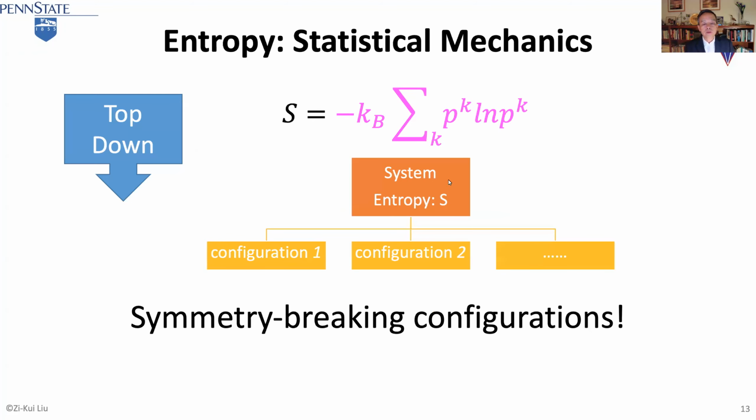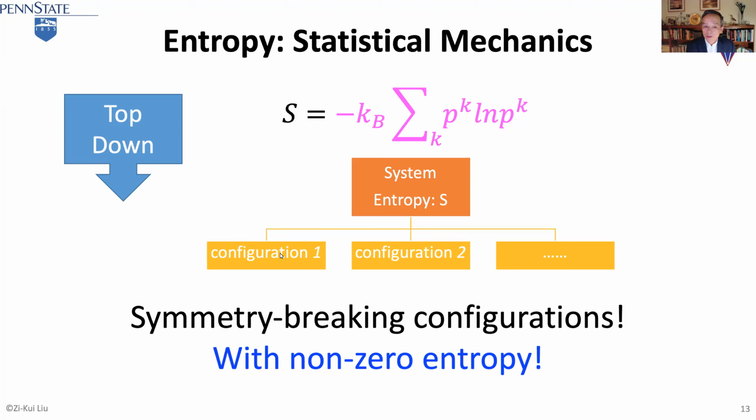So what it means is that if we have a system, the entropy of the system has different configurations. The entropy of the system would be k_B, the Boltzmann constant, times the summation of the probability of all configurations and the log probability of that configuration. So I call it the top-down view. Then you look at the system and see what kind of configurations the system embraces. We have to realize those configurations are symmetry breaking configurations. That means each of them has a different symmetry.